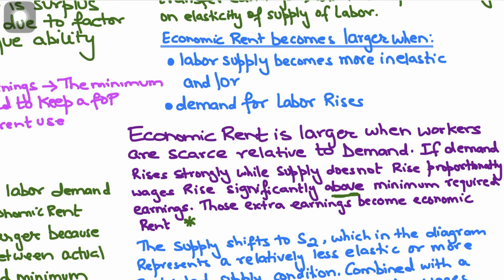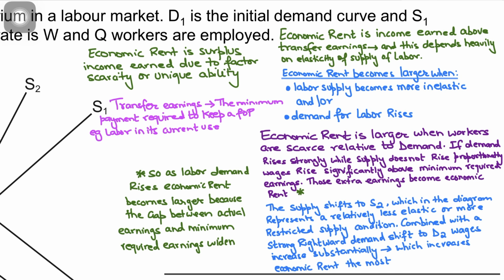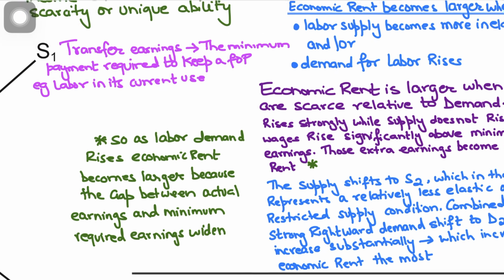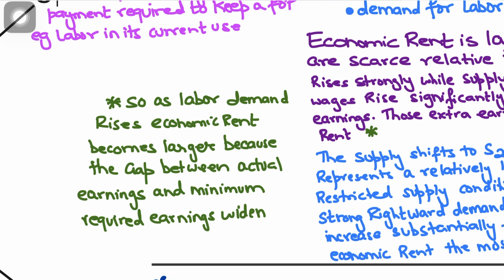above the minimum required earnings, the bare minimum required earnings, because obviously now you need to pay them more to work. Then those extra earnings become economic rent. That's what economic rent is all about. So as labor demand rises, economic rent becomes larger.